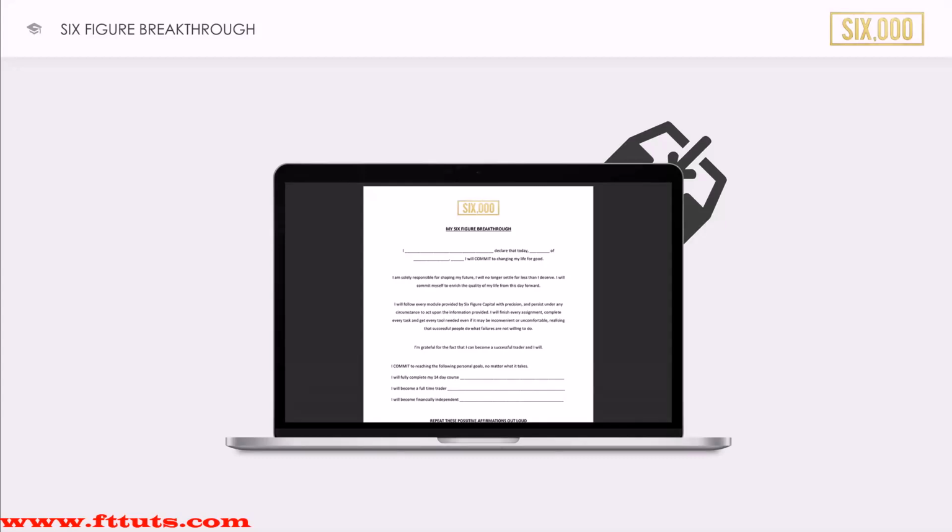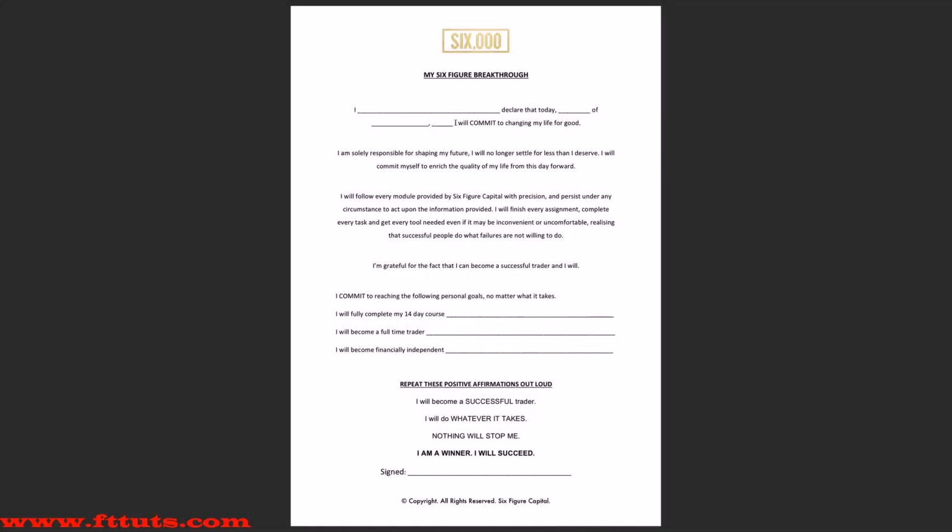This is essentially your commitment, not only to the course, but to the community. It's to Six-Figure Capital. And what we're going to do is we'll fill this out step by step together. Feel free to print it off and keep this as your own personal contract. So what I'm going to do is I'm going to jump over onto the PDF version and we'll start to fill it out. We're back with My Six-Figure Breakthrough.